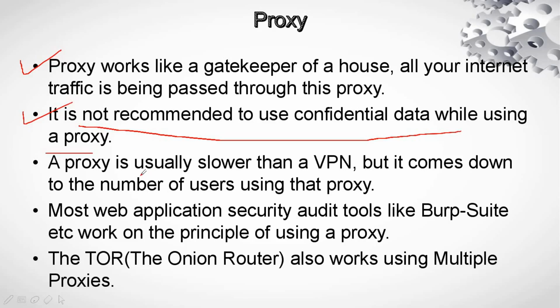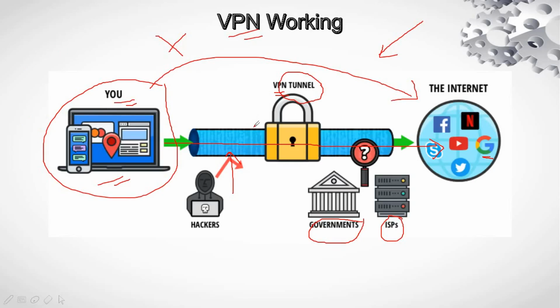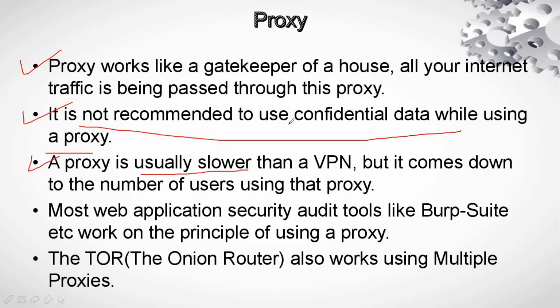A proxy is usually slower than a VPN. Now as I said in the previous slide, as you can see over here, a VPN works by the process of tunneling, but a proxy works on the process of something like a gatekeeper. Now let's say for example an apartment has around 500 people living in that apartment in different rooms. Now let's say all 500 people want to leave the apartment at once. They have a certain program somewhere and all of them are leaving the apartment at a certain time, let's say 7 o'clock in the evening.